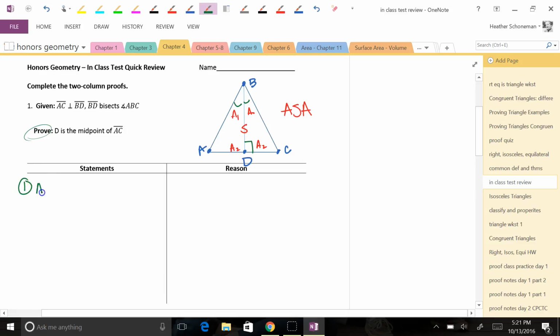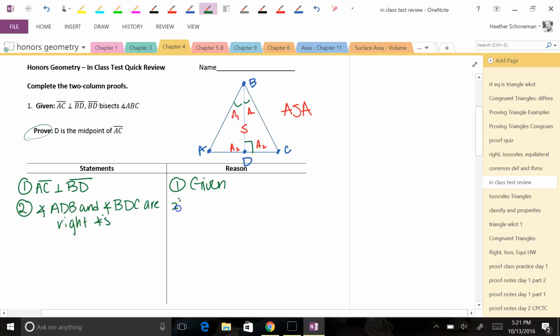So I'm going to start with AC is perpendicular to BD, and our reason was given. Now, when we read that it was perpendicular, we marked that we have right angles. So let's write which angles are right. Well, the angles that were right would be angle ADB and angle BDC are right angles. And we knew that because of the definition of perpendicular lines.